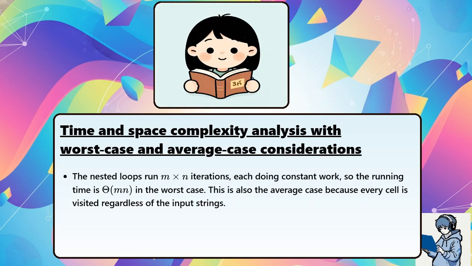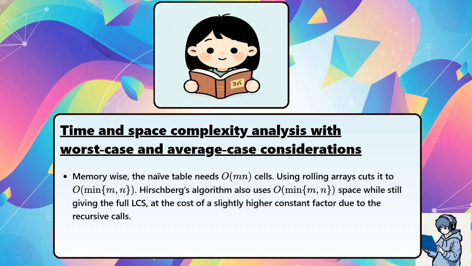The nested loops run m times n iterations, each doing constant work, so the running time is Θ(mn) in the worst case. This is also the average case because every cell is visited regardless of the input strings. Memory-wise, the naive table needs O(mn) cells. Using rolling arrays cuts it to O(min(m, n)). Hirschberg's algorithm also uses O(min(m, n)) space, while still giving the full LCS, at the cost of a slightly higher constant factor due to the recursive calls.